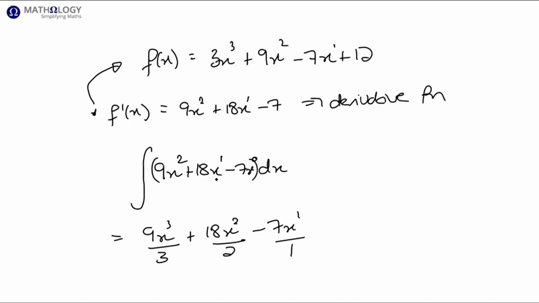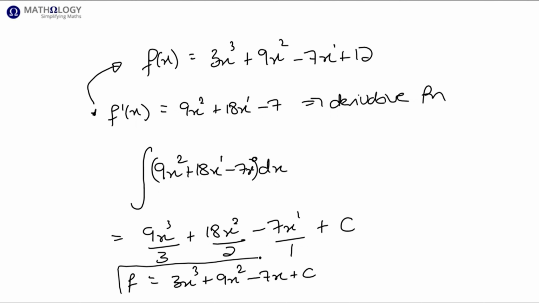But we don't leave the integration there, we have to add a constant of integration, which we call c. Generally, it's called c. And I'll explain that to you in a bit more detail in a bit. We'll just simplify this first. 9 divided by 3, 3x cubed, plus 18 divided by 2, 9x squared, minus 7x plus c. So this is now our function f of x.